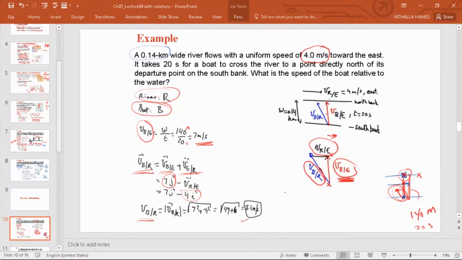Now, you have to look at this as a triangle here, and that's by Pythagoras' law. It will be the VBR squared, because that will be the hypotenuse. It should equal the VBE squared plus the VRE squared. Okay. And that's basically how you will end up with this speed, and you can also figure out the angle here, and you can decide at which angle you're going to point in order to end up at this point here. Is this clear? Any question on this one? Okay, good.